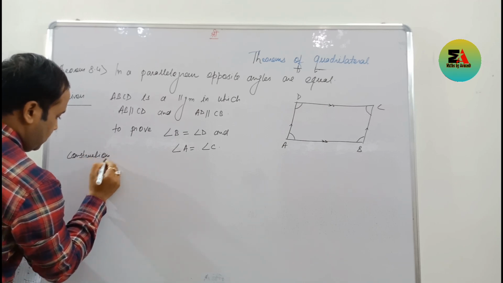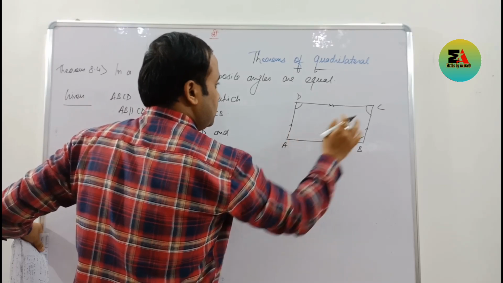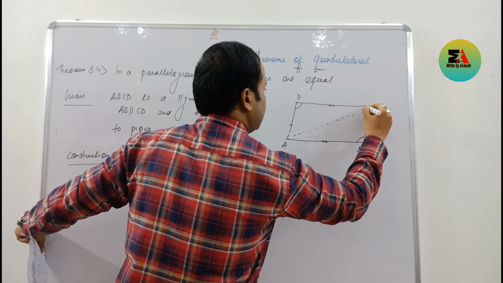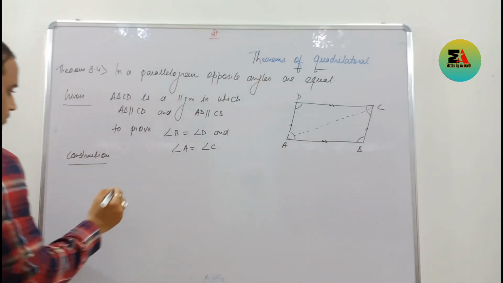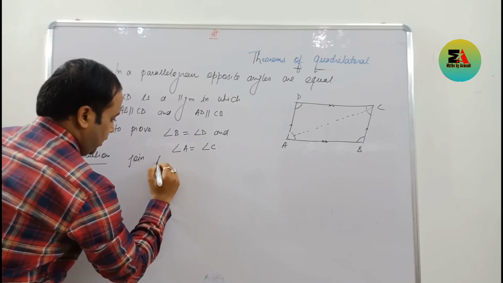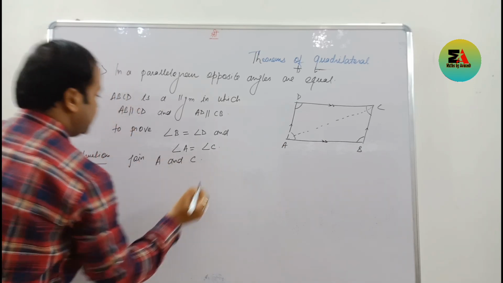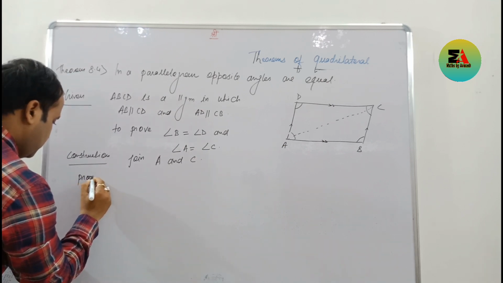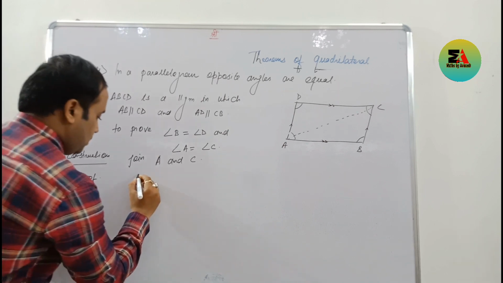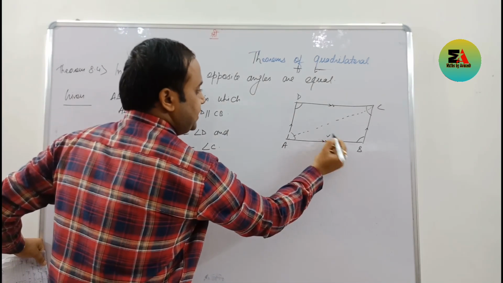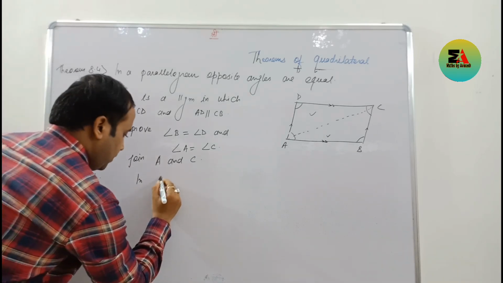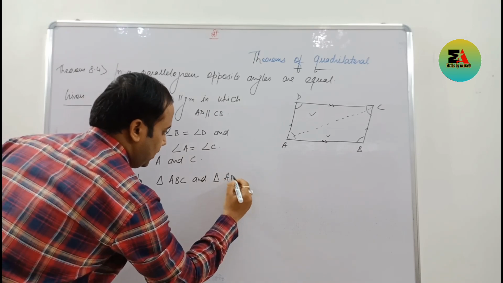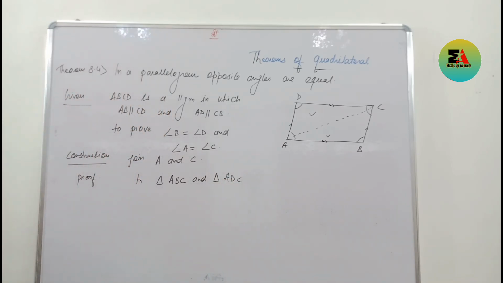Now, construction. What do we construct? Join AC. Join A and C. Clear? Now, in the proof, first of all, I have to take triangle ABC and triangle ADC. You have to write triangle ABC and triangle ADC. Clear?